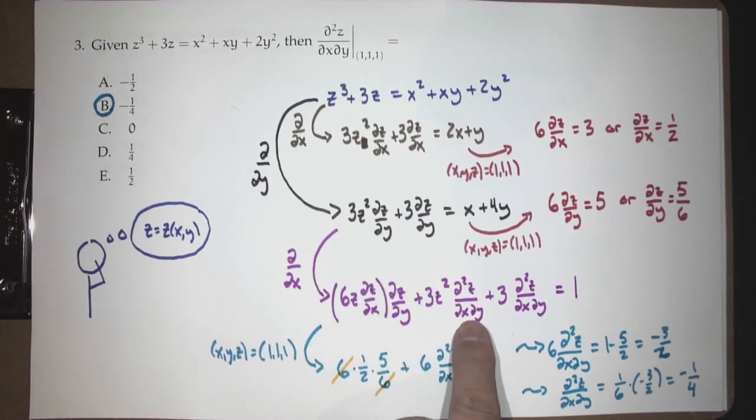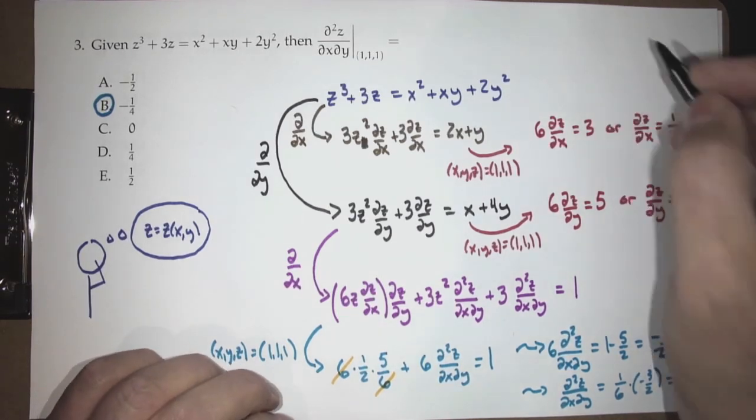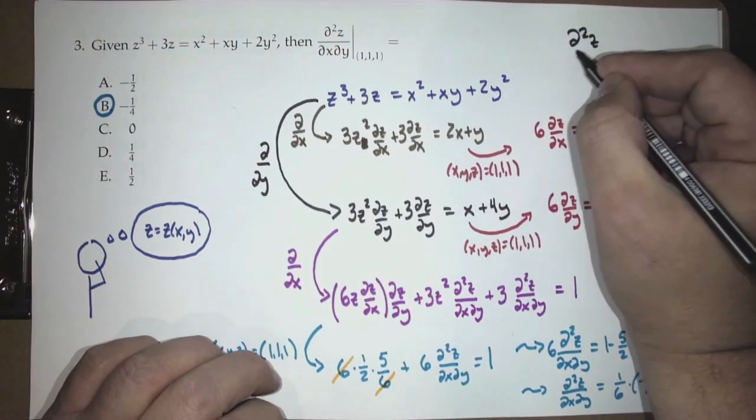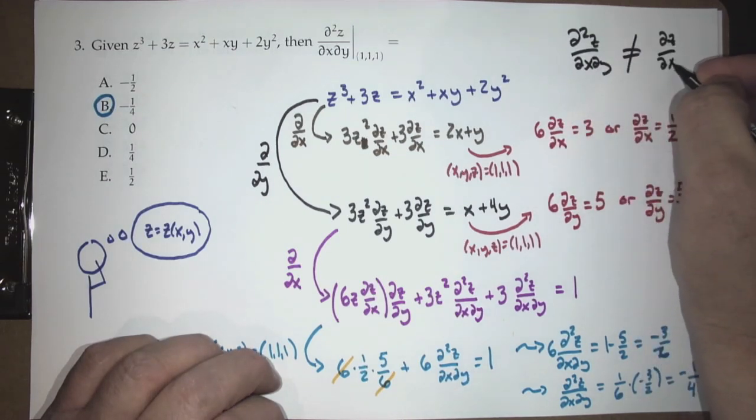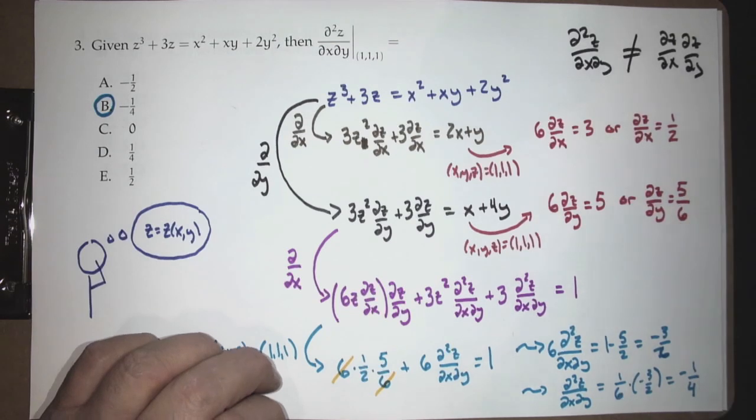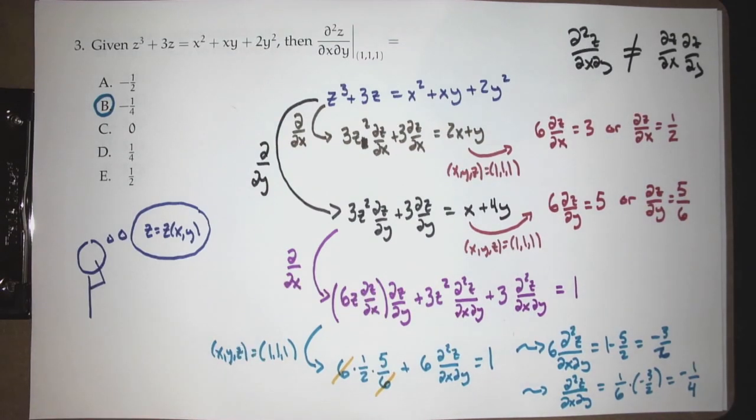And here's where your mixed partial derivatives come in. So you have to be careful here. It is not the case that partial squared z, partial x, partial y, equals partial z, partial x, times partial z, partial y. It's tempting, it's very tempting, but it's not true. So you will lose points. Anyways, you just now plug in everything that you know, because you know partial z, partial x, you know partial z, partial y. The only thing you really don't know is what you're looking for, and then you solve, you get negative 1/4.